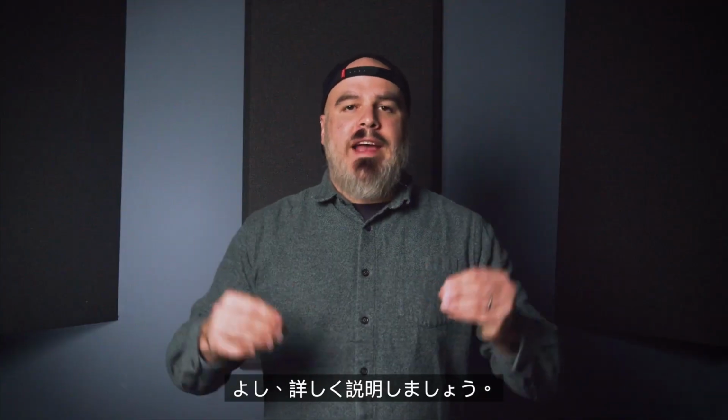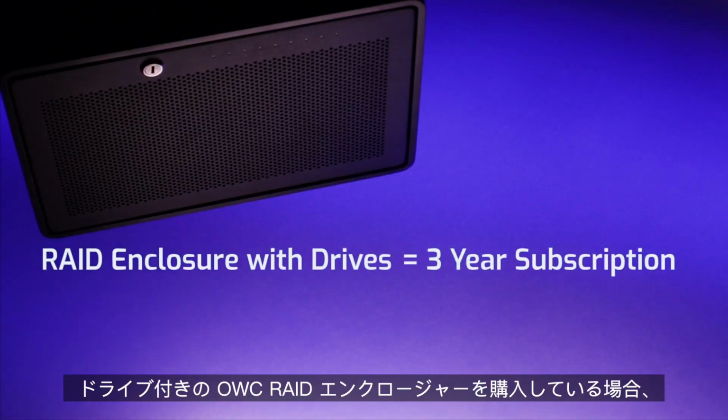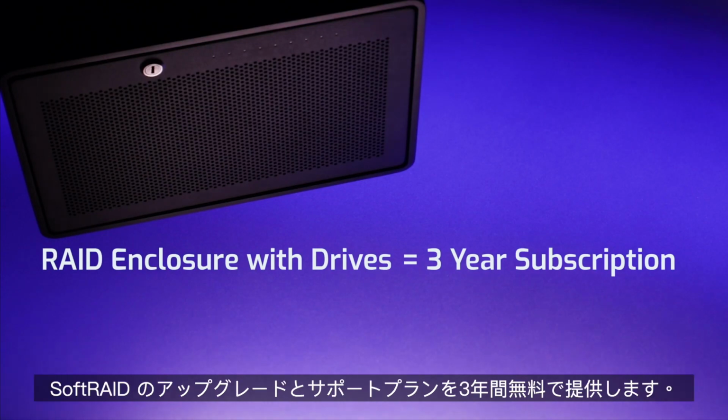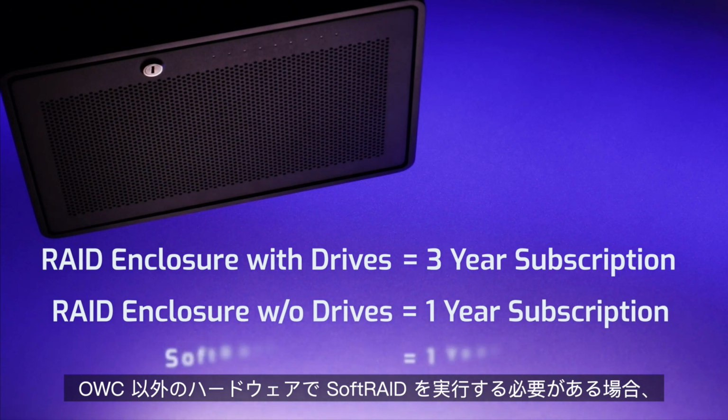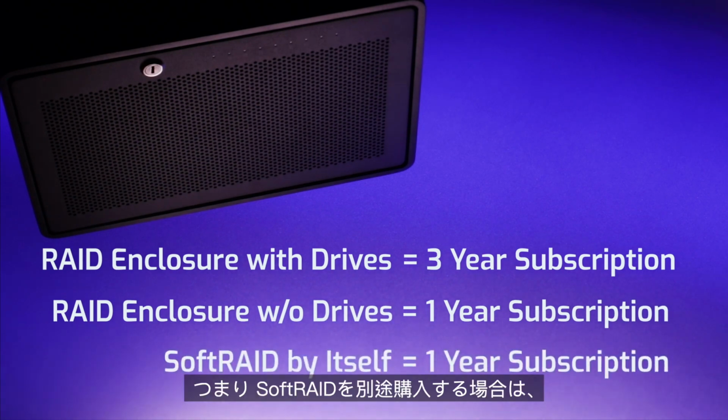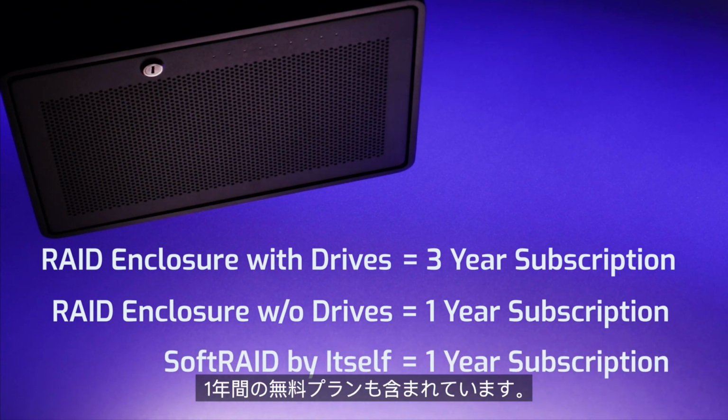Okay, let's break it down. If you purchased an OWC RAID enclosure that included drives, we include the SoftRAID upgrade and support plan free of charge for 3 years. If you buy a disk enclosure without drives, we include the plan free of charge for 1 year. If you need to run SoftRAID on non-OWC hardware, in other words, you're purchasing SoftRAID on its own, 1 year of this plan is also included.